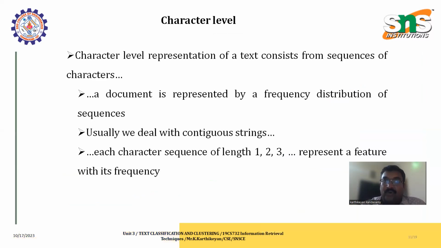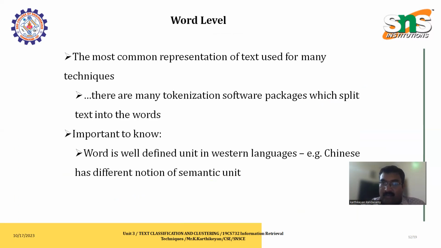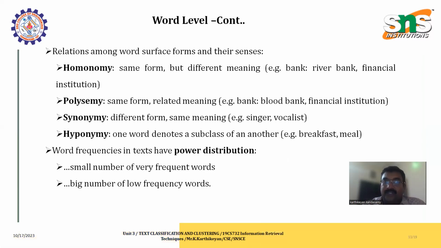So we have the character level, which represents text as a sequence, represented by frequency distribution, and we usually deal with contiguous strings from 1 to n. In a Word document, we commonly use techniques based on tokenization: which one is an operator, which one is an identifier, which one is an operand. You can define easily and convert into syntactic and then into the semantic process.